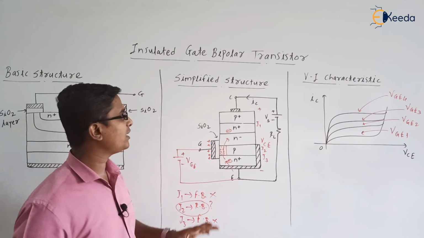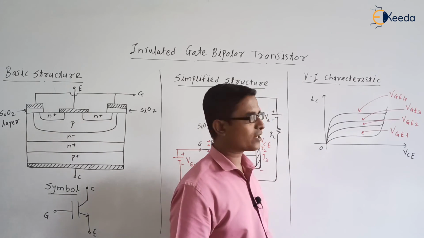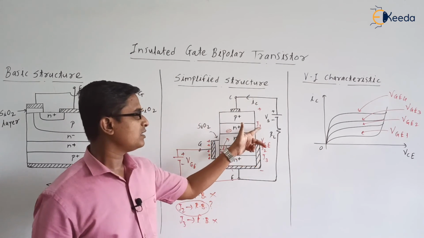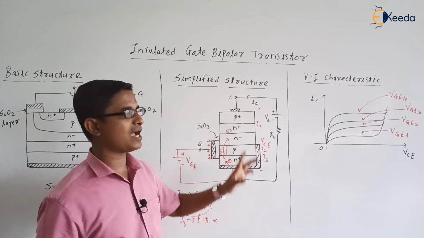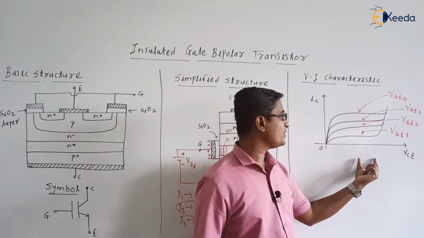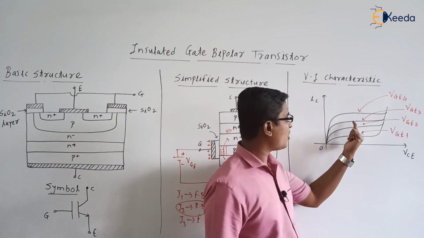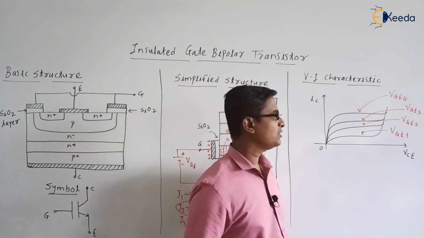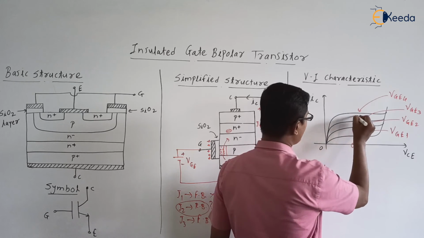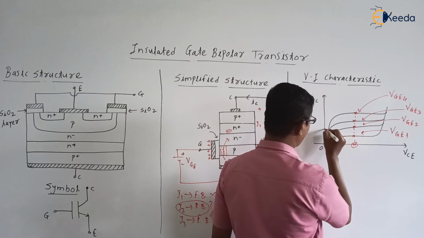Is this clear? Next, after the simplified structure, we are going to discuss the VI characteristics of the IGBT. It is a plot between VCE versus IC, that is, the voltage across the device, VCE, versus the current IC for different values of VGE. Here we have the plot for VCE versus IC, and these are the plots for various values of VGE. For the same VCE, if we take the projection, it cuts all four curves at different places.